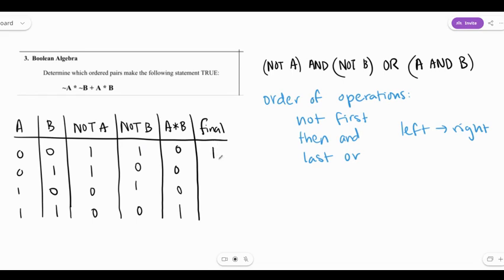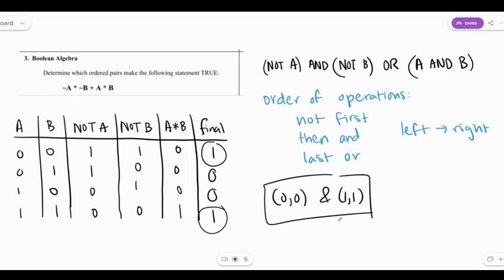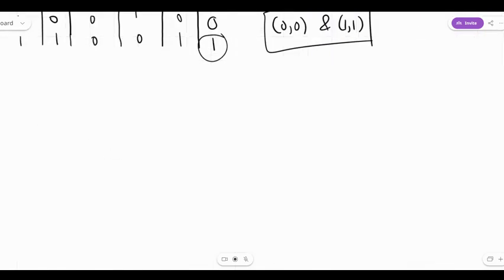Which here you can see this is 1. This is 0. This is 0. And this is 1. So it's asking which ordered pairs will make the expression true. And you see that here, the expressions are true. So the ordered pairs are 0, 0, and 1, 1. Alright, let's move on to our next problem.